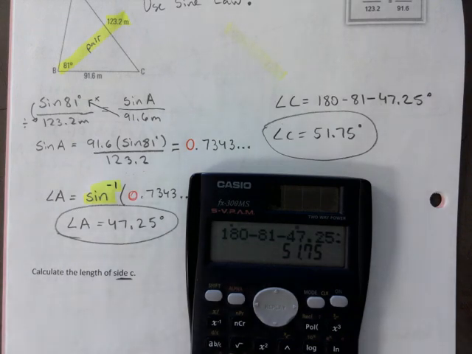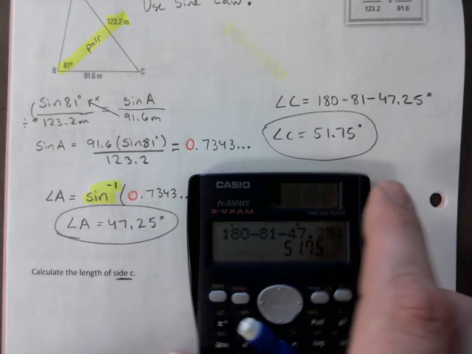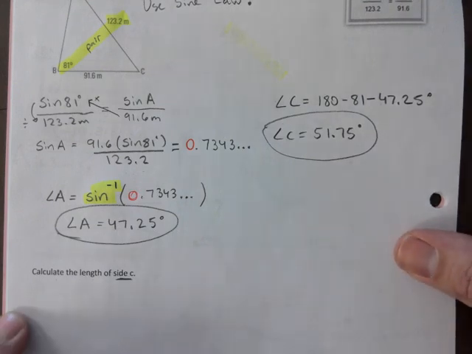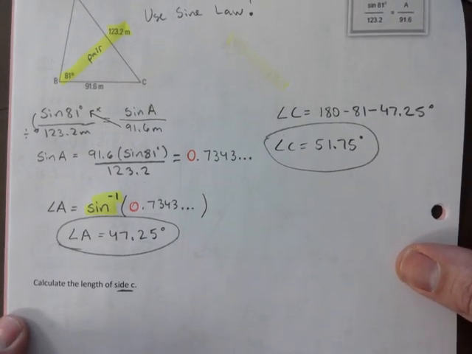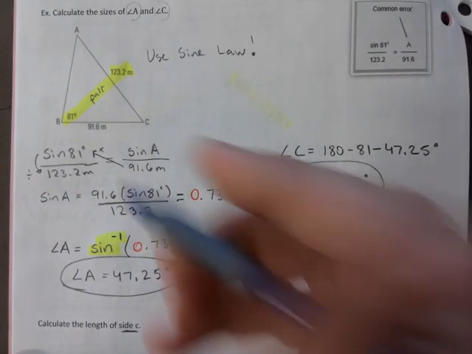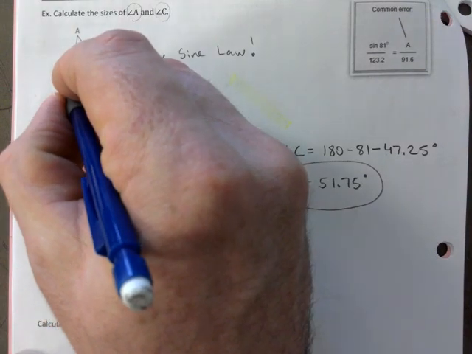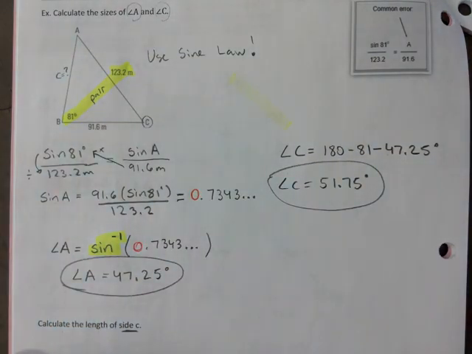Clearly indicate label. Right, now we have all angles solved. We just need to solve for one more side, which is side C. Recall yesterday, I'm going to go back to my diagram. If this is angle C, then side C is assumed to be across from it like that. Okay, so we're going to solve for this side.